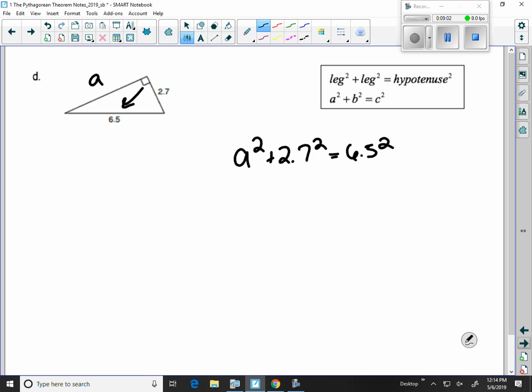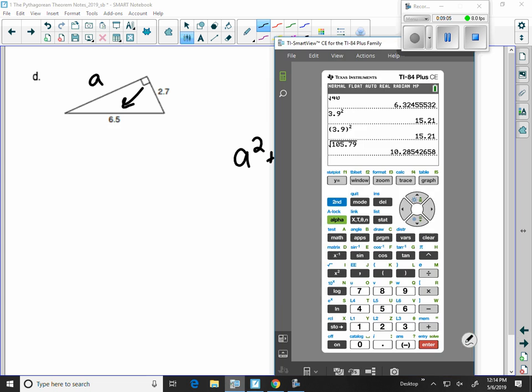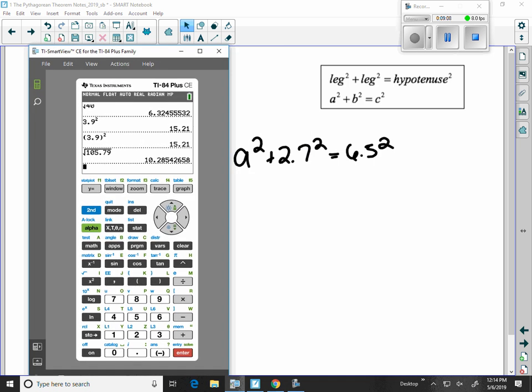Okay, so I need to do 2.7 squared. 2.7 squared is 7.29. And 6.5 squared is 42.25, if you don't have a calculator.